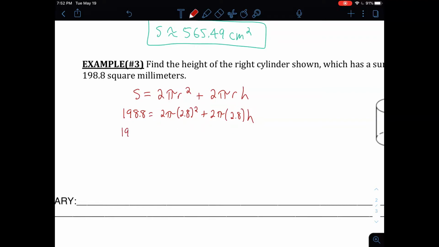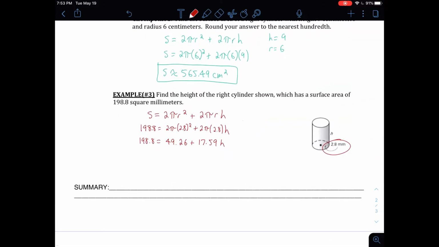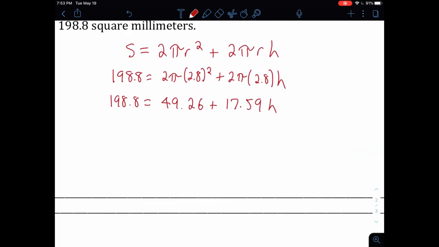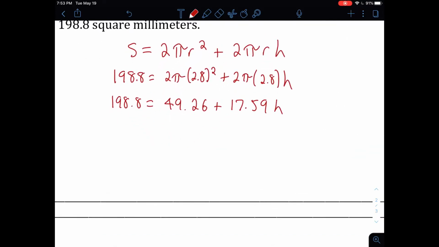So we're gonna get 198.8 equals, when you multiply 2 times pi times 2.8 squared, you're gonna get approximately 49.26 plus, and then 2 pi times 2.8 is gonna be about 17.59 times the height. Okay, so we're looking for the height this time. We're not looking for the actual surface area. We're working backwards.